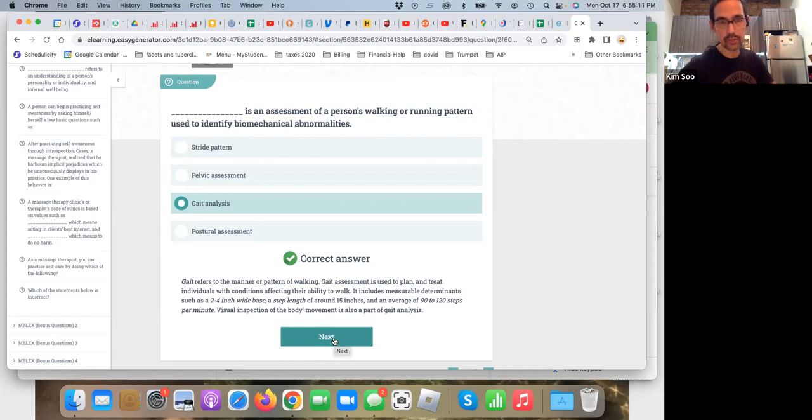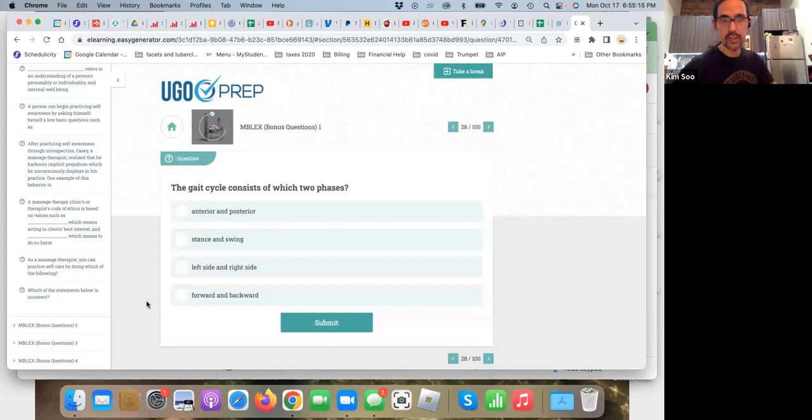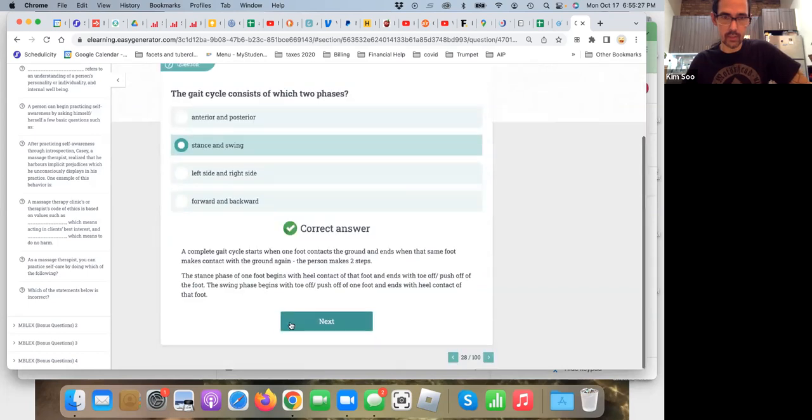I was hoping they would define the other patterns and assessments, but they didn't. The gait cycle consists of which 2 phases? Anterior and posterior, stance and swing, left side and right side, forward and backward. Let's try stance and swing.